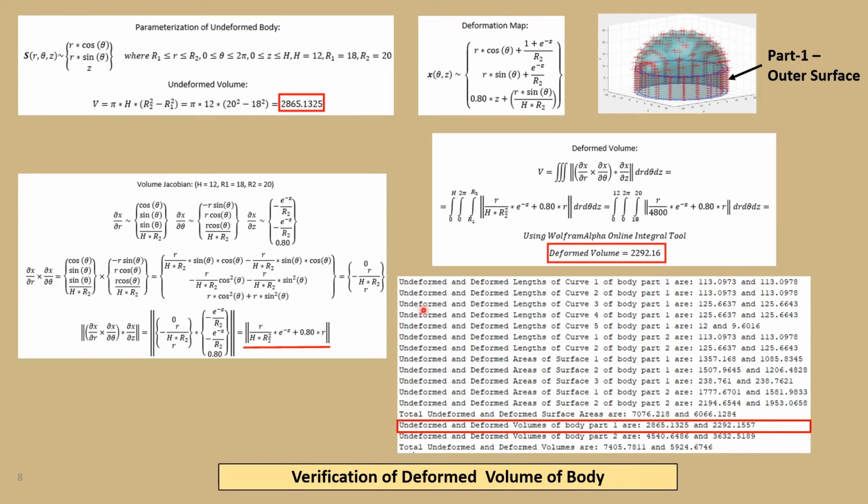Plugging in the appropriate parameterization locations within my deformation map results in this vector, as you can see here. Then finding the volume Jacobian, using this deformation map vector, and working through all this math results in this value. This is the value that we actually need to integrate across the volume of our total body, and I've plugged that into this function. Using an online integral tool such as Wolfram Alpha results in a total deformed volume of 2292.16, which exactly matches my MATLAB output, leading me to believe my code is working exactly as it should be.